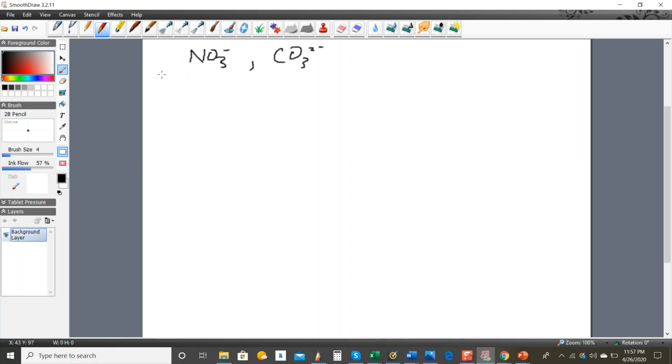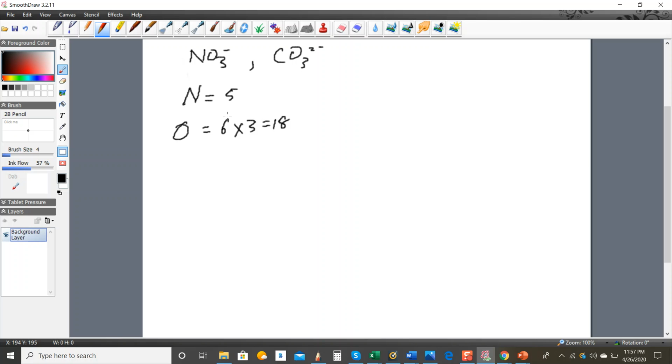The same process, we begin with: we count up the number of valence electrons. So we go to the periodic table and look up the group number for nitrogen, and we see that it's 5. And we do the same thing for oxygen and we see that it's 6. But we have to multiply that by 3, so that gives you 18.